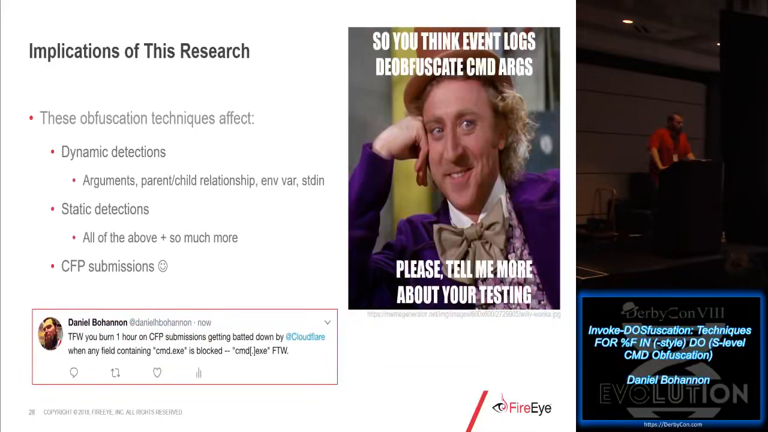So implications of this research, particularly for us as defenders: these obfuscation techniques will affect dynamic detection. If you're reading real-time process execution arguments, then a lot of these will still affect that. They're not all removed. A lot of people will say, okay, well, in that WScript example, I don't care because WScript will fail anyway. Hopefully by the end of this talk, we'll see there are certain obfuscation techniques that will cascade down to whatever child processes you have.